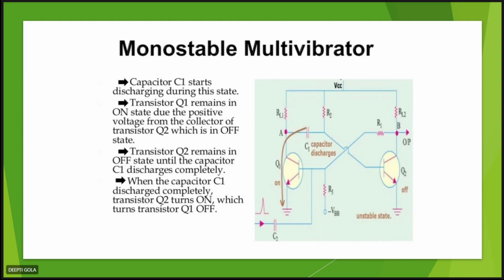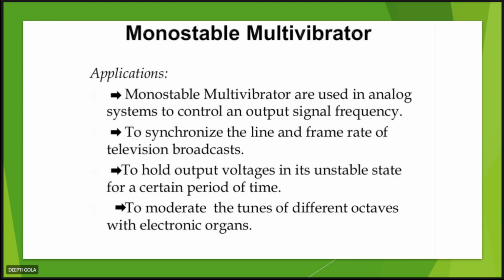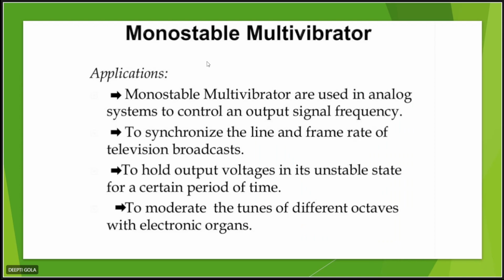No, ma'am. All right. So now the applications of the monostable multivibrator: they are used in analog systems to control the output signal frequency. They are used to synchronize the line and frame rate of television broadcast. Then they are used to hold output voltages in the unstable state for a certain period of time. Then they are used to moderate the tunes of different octaves in electronic organs. All right.